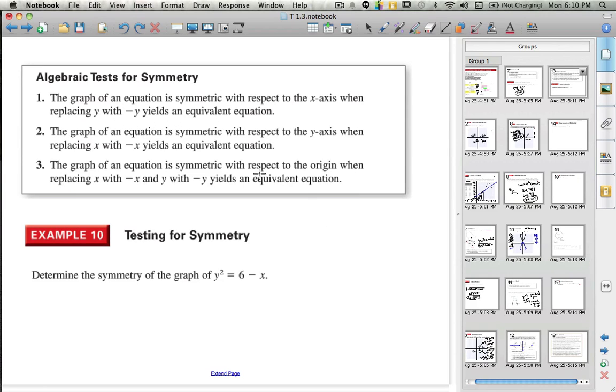The way I might test this is I can test an equation to find out what happens when I replace y with -y, and see if I end up with the same equation. So if I take this equation and I replace y with -y, (-y) squared is equal to 6 minus x. Well, the square of -y is y squared, so y squared is equal to 6 minus x. You see I get the exact same equation. So in this case, this is symmetrical to the x-axis.